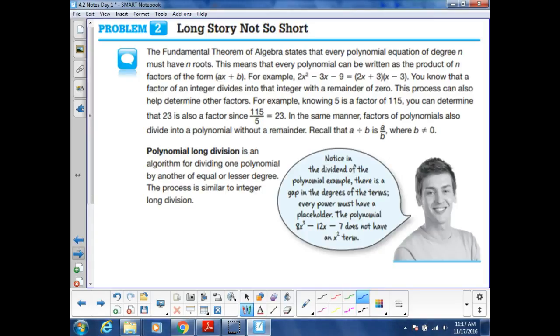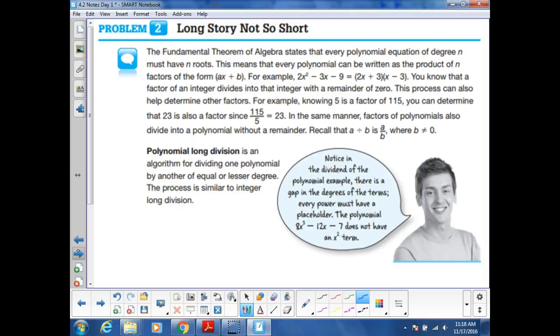Okay. So the fundamental theorem of algebra says that every polynomial of degree n must have n roots. Okay? We know that. It says that I can multiply n things to get that polynomial. So if I have an x to the fifth, a fifth power or fifth degree function, that means I'm going to multiply 5 things to get that polynomial function. A cubic, I multiply 3 things together to get that one.